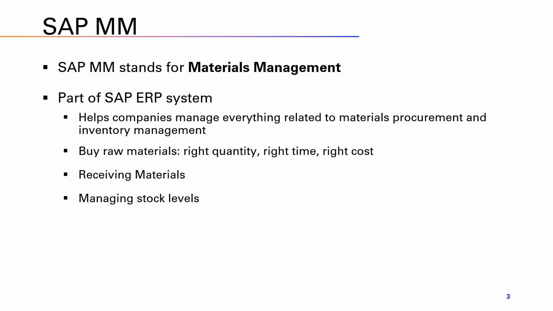SAP MM stands for Material Management. It's a core module in the SAP ERP system that helps businesses manage everything related to the procurement and handling of materials. From buying raw materials by ensuring right quantity at right time and at right cost, to receiving materials into stocks and managing stock levels, SAP MM takes care of it all. That's the high level definition of SAP MM. In summary, MM makes sure materials are always available for production.